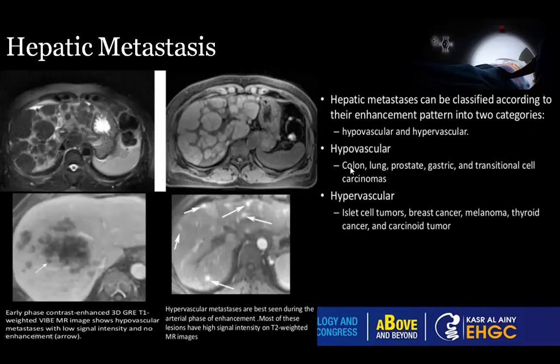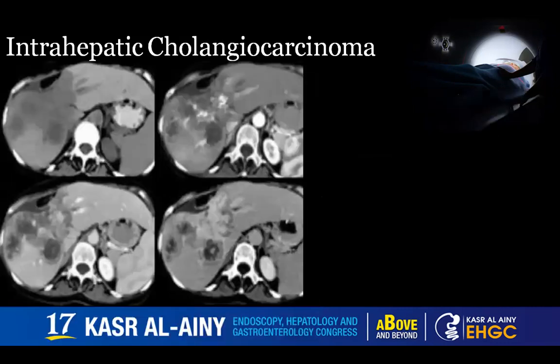Hypovascular metastases are from the colon, lung, prostate, stomach, and transitional cell carcinoma. Hypervascular lesions are like islet cell tumor, breast cancer, melanoma, thyroid cancer, and also carcinoid tumor.